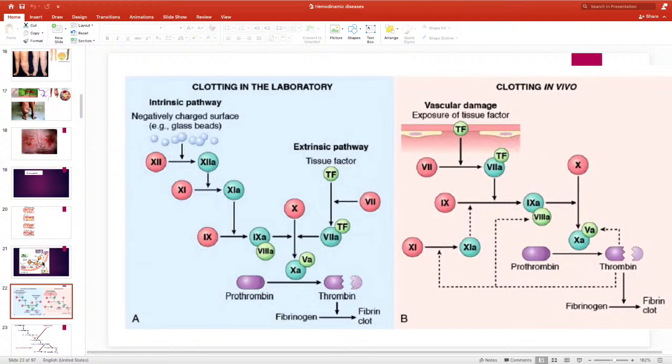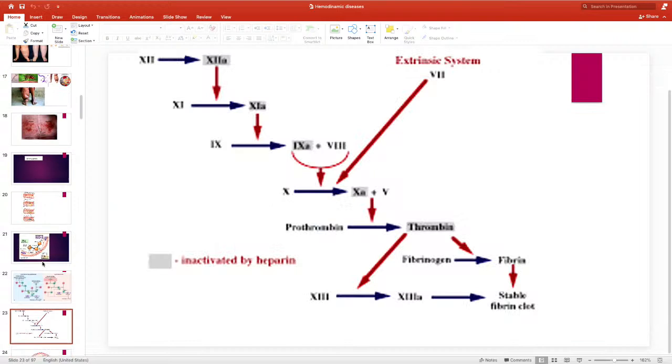In the extrinsic pathway, prothrombin time, PT, will be prolonged. I will discuss this separately, how coagulation factors are measured, yes? We will discuss this, and after this, if I have time, I will show you this, okay? How we are measuring this.